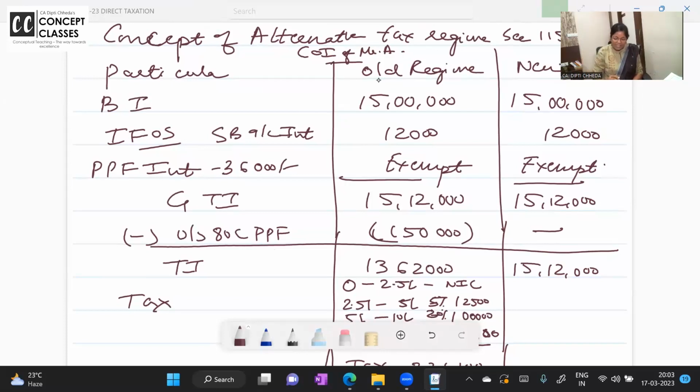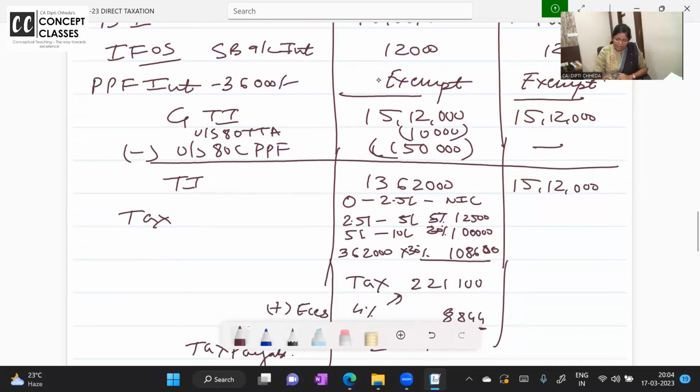You know, under section 80TTA, saving account interest is exempt up to 10,000. I missed giving that benefit. Under 80TTB, saving account and FD interest both are allowed up to 50,000. Clear to all of you? So, aise ye allowed hai.